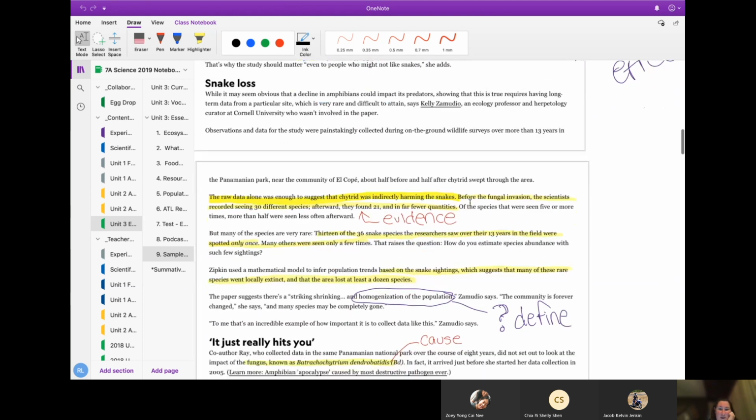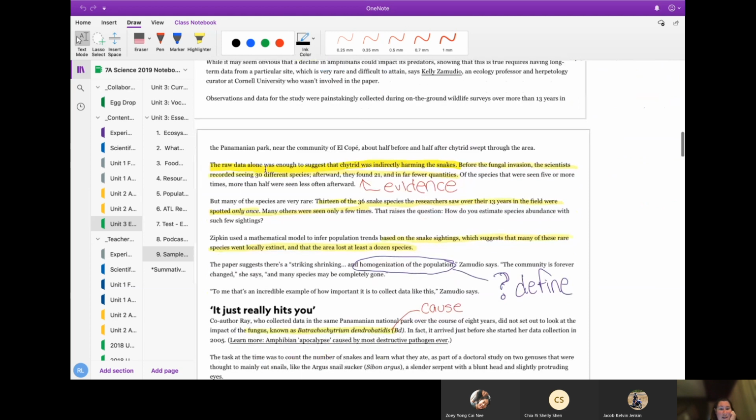So then as I keep scanning down the article, I've got some more facts. So the raw data alone was enough to suggest that chytrid was indirectly harming the snakes. Before the fungal invasion, the scientists recorded seeing 30 different species. Afterwards, they found only 21 and far fewer quantities. So that's a really good piece of evidence. In your podcast, you can directly quote the article. So you just want to find the author's name or the scientist who collected the data. Or you could say, like, this article shows that, and state your fact.